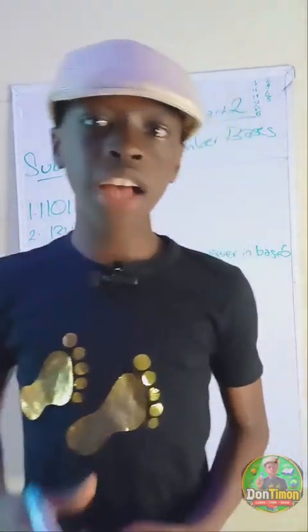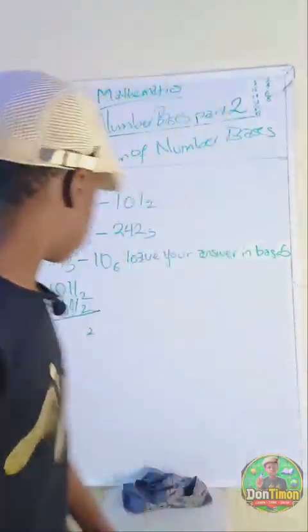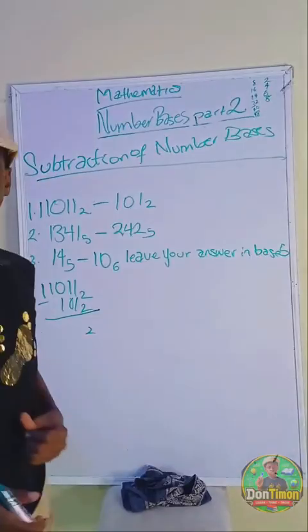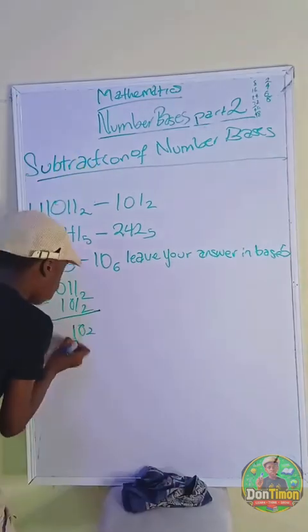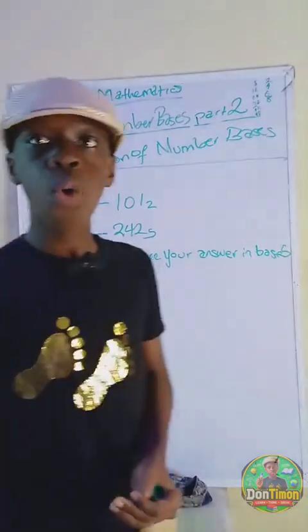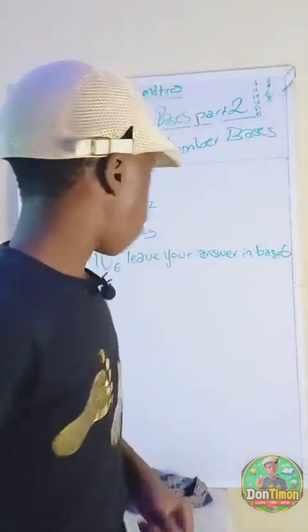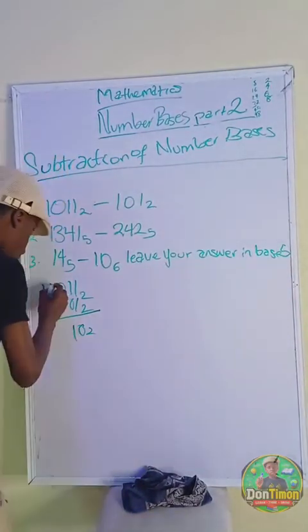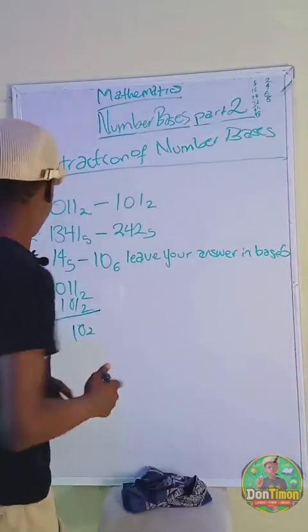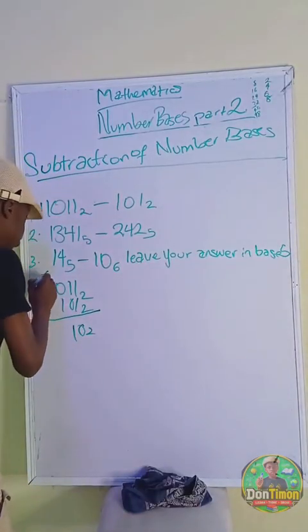Now we start doing the subtracting. 1 minus 1, 0. 1 minus 0, 1. 0 minus 1, it can't go. We have to borrow 1 from 1. So, borrowing 1 from 1 will give this number 0.